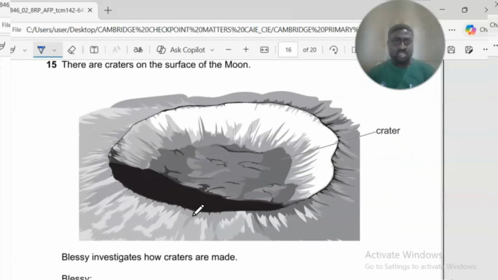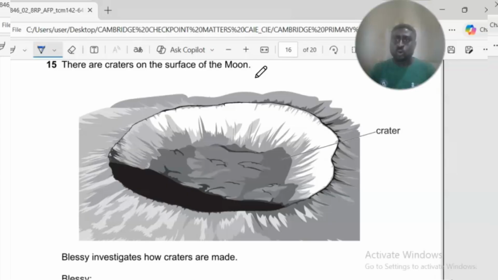Question 15 says there are craters on the surface of the moon. This is the Earth and space aspect of Cambridge Primary Science checkpoint. We call it Earth and space, or simply like your geography. That has to do with the study of the Earth and its environs and other elements in full interaction. So there are craters on the surface of the moon. The first question that comes to mind, what are craters? Students, craters are simply holes that are created on the surface of celestial bodies due to the impact of collisions.